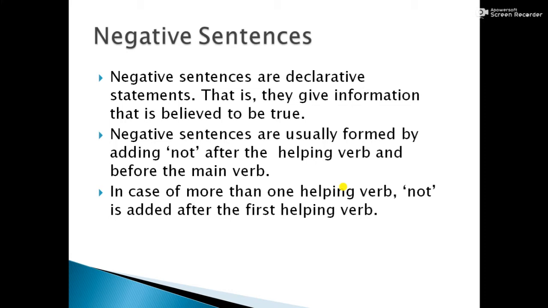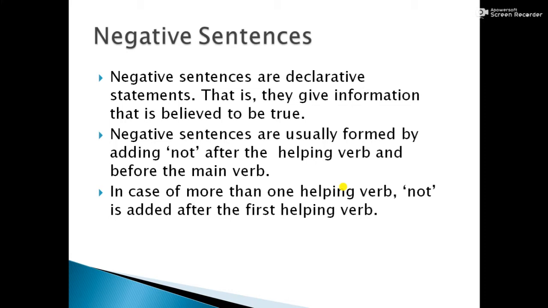Now, how are they formed? If you want to turn a positive sentence into a negative sentence, what to do? They are formed by adding not after the helping verb and before the main verb. So, usually, not comes between the helping verb and the main verb. But in case of more than one helping verb, not is added after the first helping verb.